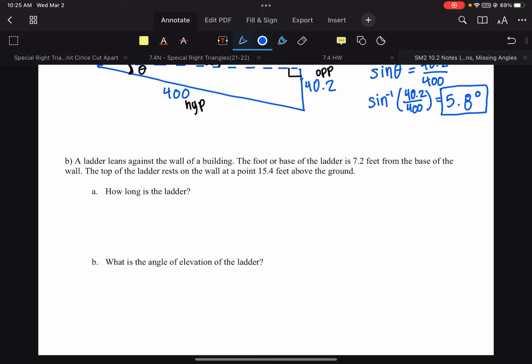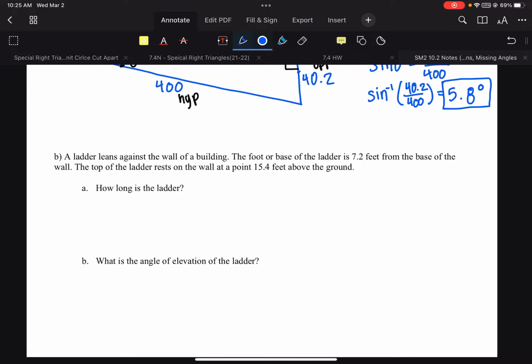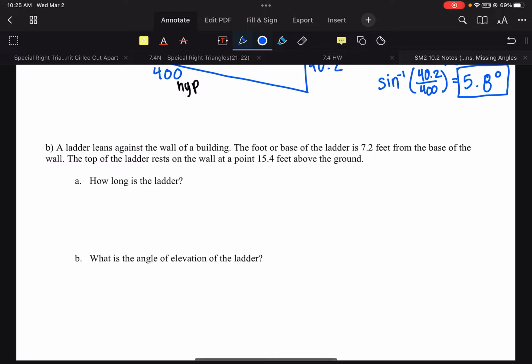All right, let's do another one. This next one is a classic ladder leaning on the wall of a building problem. So a ladder leans against the wall of a building. The foot or the base of the ladder is 7.2 feet from the base of the wall. So let's go ahead and draw that. So I've got some building. Mine's going to be a house, and then I have a ladder leaning against it.